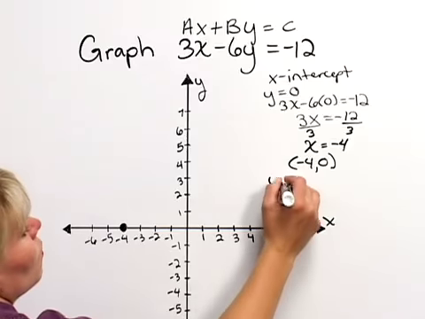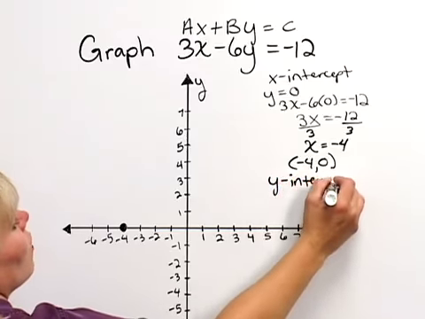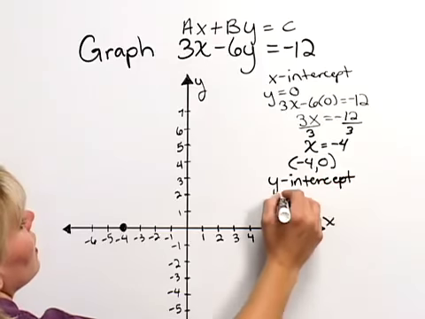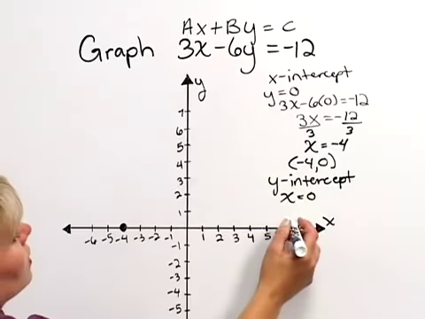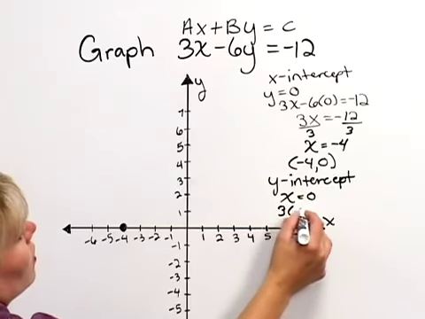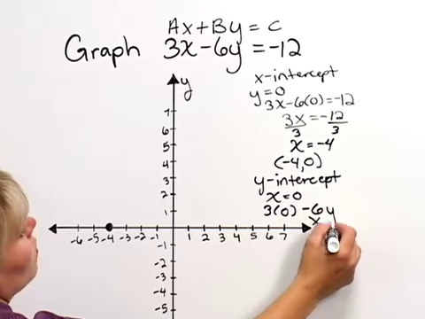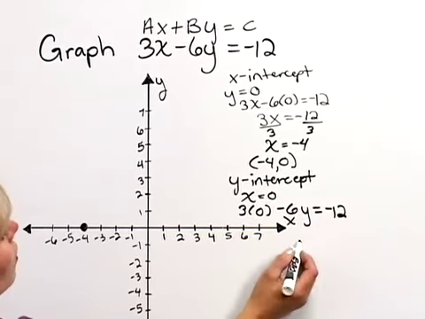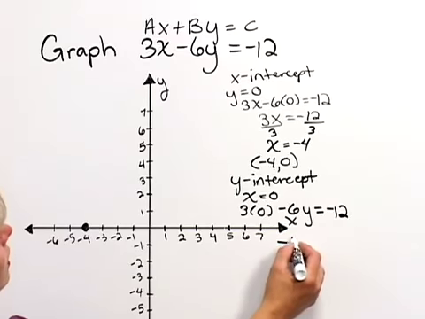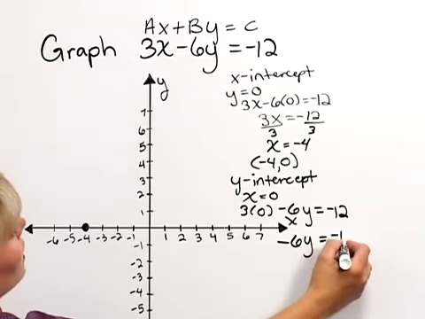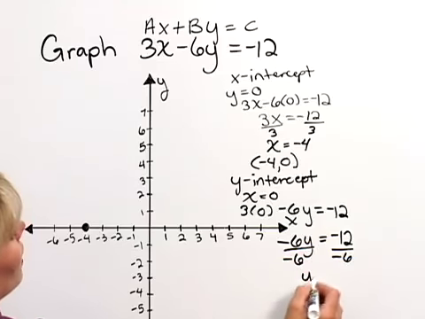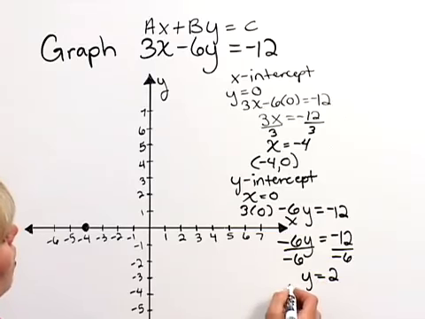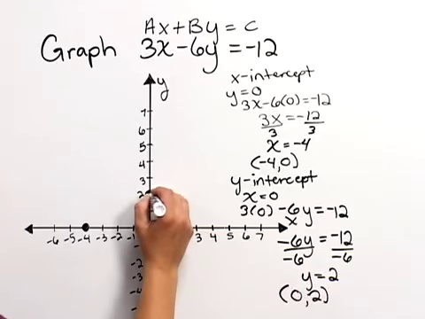And now let's find our y-intercept. Our y-intercept has an x equal to 0. So if I replace this x with 0, I will get 3 times 0 minus 6y equals negative 12. 3 times 0 is 0, so I have negative 6y equals negative 12. Divide by negative 6, and y ends up being 2. So our y-intercept is the point 0, 2. Let's plot that right here.